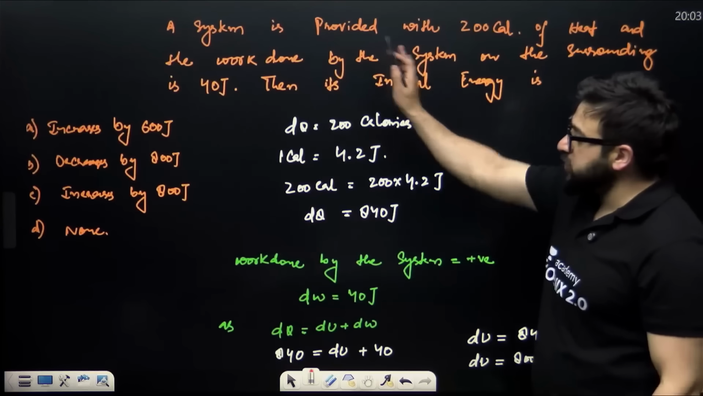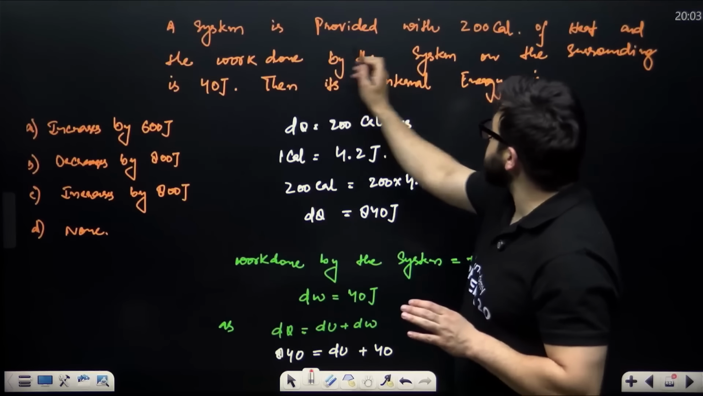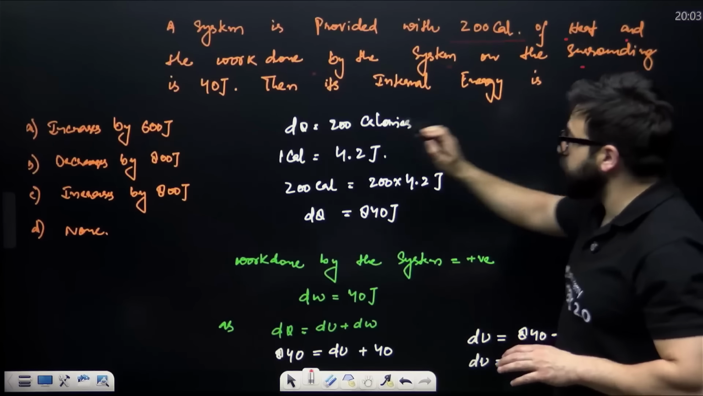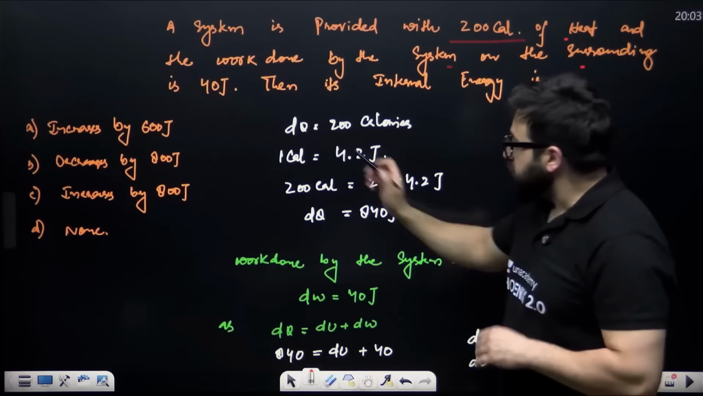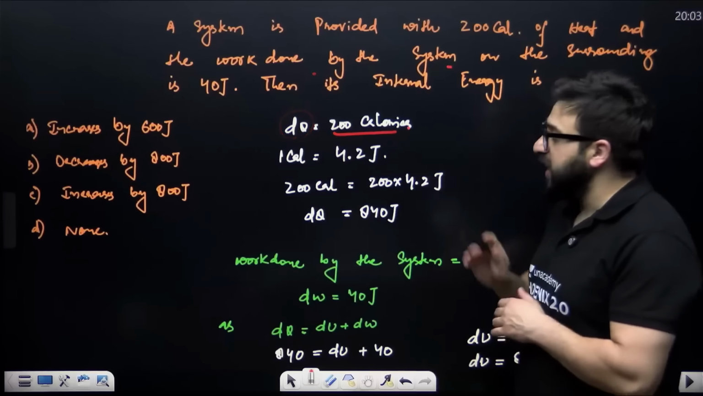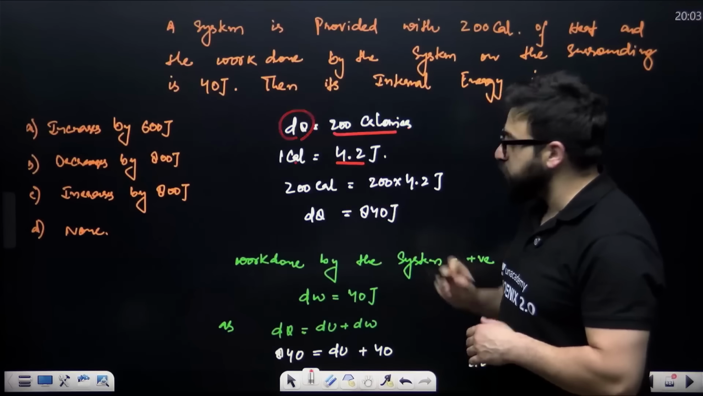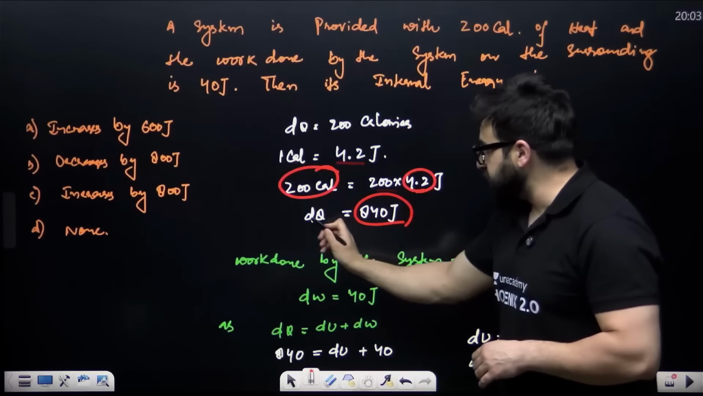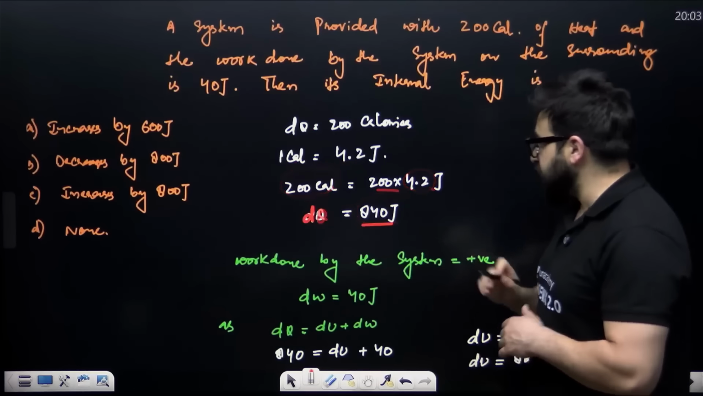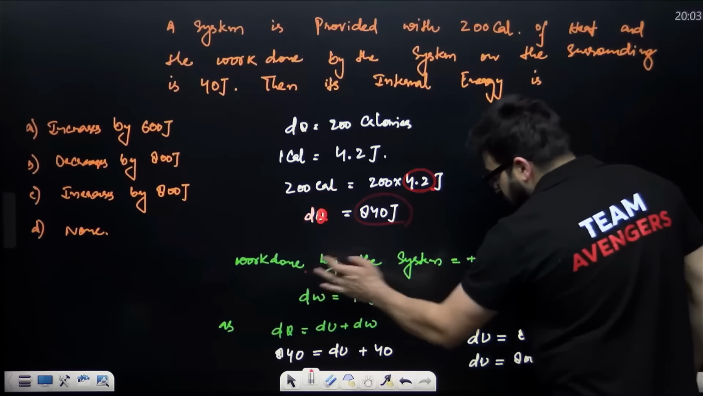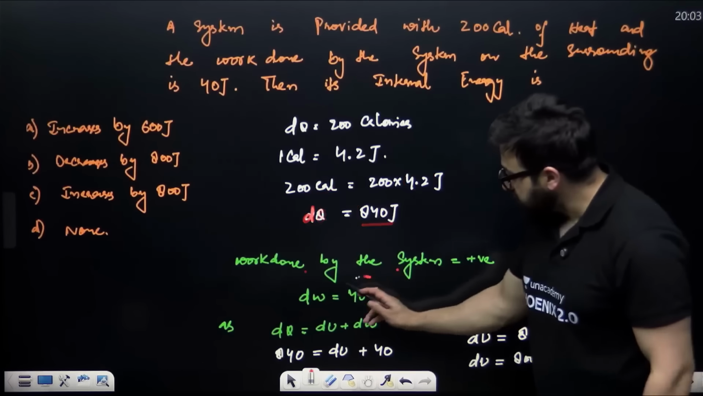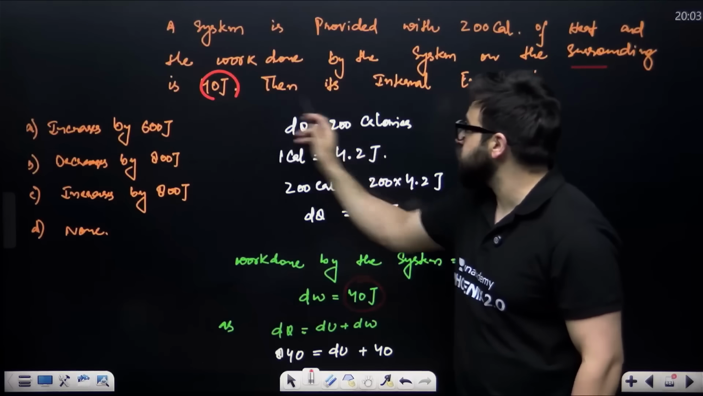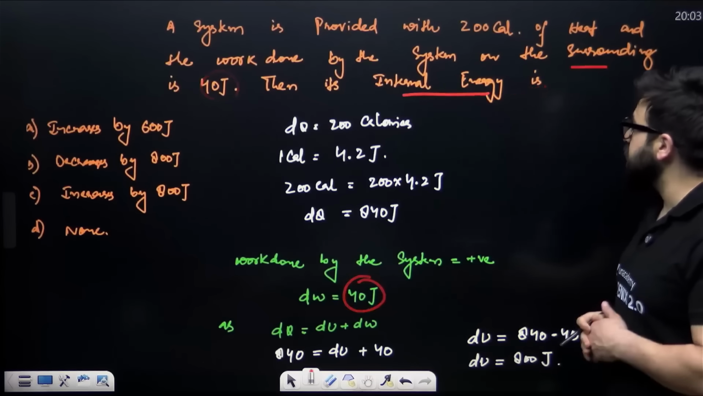Okay, this is a question on this. A system is provided 200 calories of heat. The work done by the system on the surrounding is 40 joules. Now guys, see, if it is 200 calories of heat, 1 calorie is 4.2 joules, so 200 calories will be 200 into 4.2. That means heat given to the system is 840 joules. Work done by the system is given as 40 joules. You are supposed to tell me its internal energy.